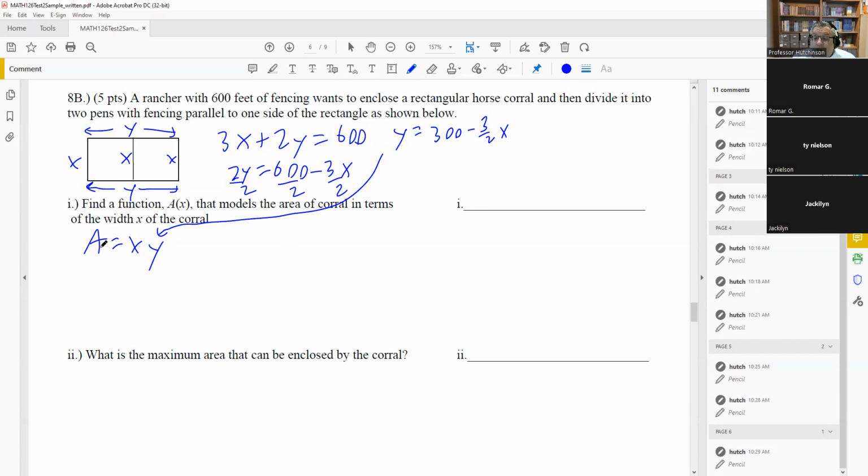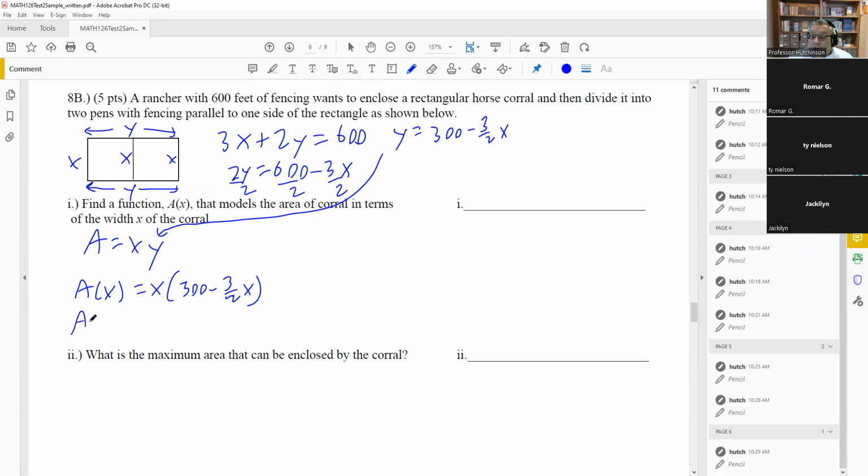Now, once I get rid of the Y, then I can go ahead and put A of X, because now it's a function and X is the only variable, because I've replaced the Y with this expression that has an X in it. So 300 minus 3/2 X, just like that. So take out the Y, replace it with all that in the parentheses. And now that that's complete, I can put this down as my answer, but in part 2 down here, I'll have to use the vertex formula because it's asking me to find a maximum.